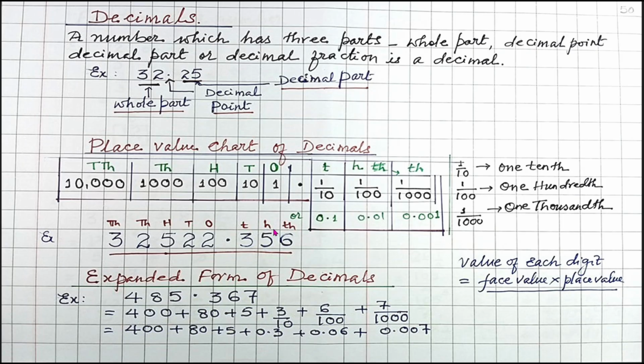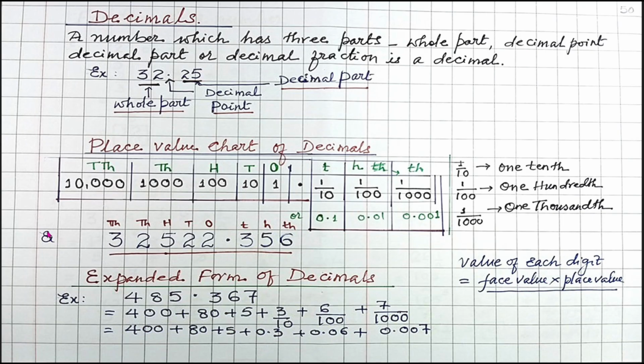We have a number here, 32,522.356. The place value of 6 is the 1000th part, 5 is the 100th part, and that is the place value. Here we have units place, tens place, hundreds place, thousands place, and 10,000 place. Therefore the number is 32,522.356.